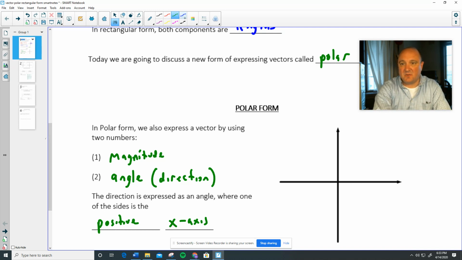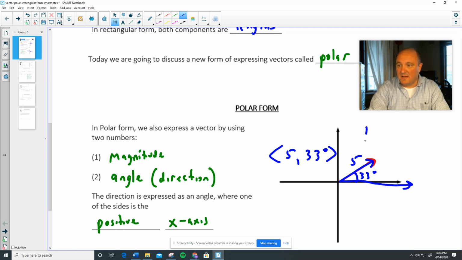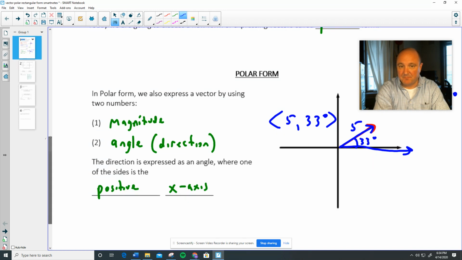If we had the same vector we were talking about before, instead of calling this vector 4 over 3, I might say, what's the actual length of this vector? Here it might be 5. And then, what's the angle of the vector from the positive x-axis? Not sure exactly what it would be in this situation, but maybe let's say 33 degrees. So in polar form, I might express this vector as 5, 33 degrees, or I might say the magnitude is 5 and the angle theta is 33 degrees. All right, so that's polar form.